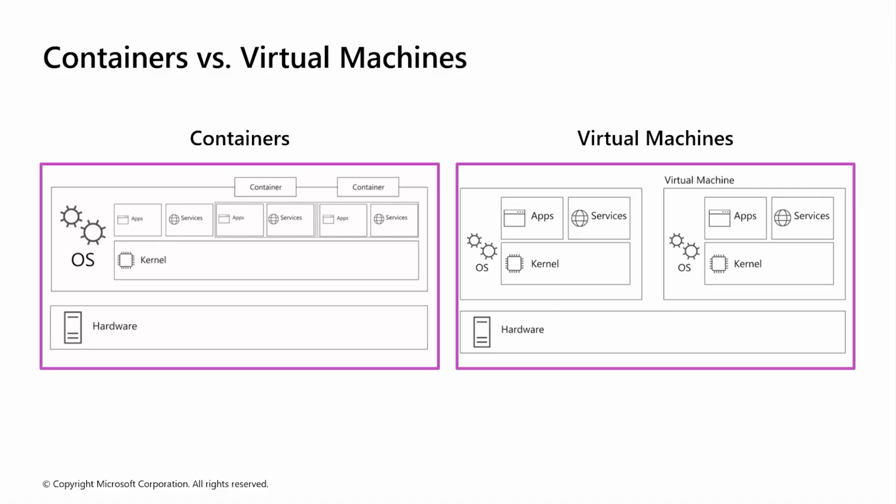Containers and virtual machines both provide isolation, but in different ways. Containers share the host's operating system kernel, making them lightweight and fast to start. For virtual machines, each VM runs its own OS, providing stronger isolation but using more resources. Use containers for lightweight, scalable apps. Use VMs for workloads needing full OS isolation.